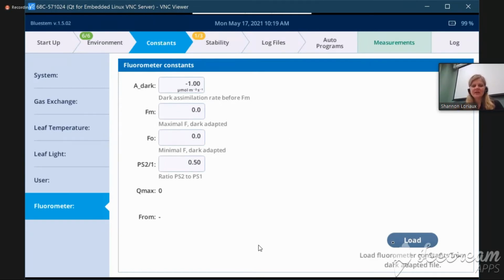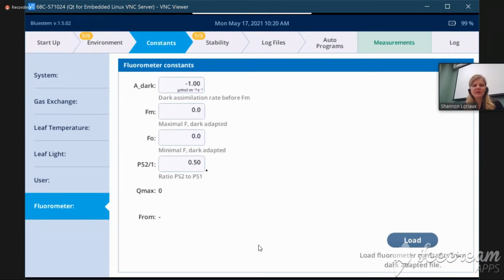So if you had taken a measurement earlier in the day, it would be stored in a data file that you could load from the instrument's memory, and it would automatically put in these values that were measured earlier in the day. So your dark adapted photosynthesis rate, so your respiration rate that you measured pre-dawn, you could put that value in, as well as your Fm and your Fo.